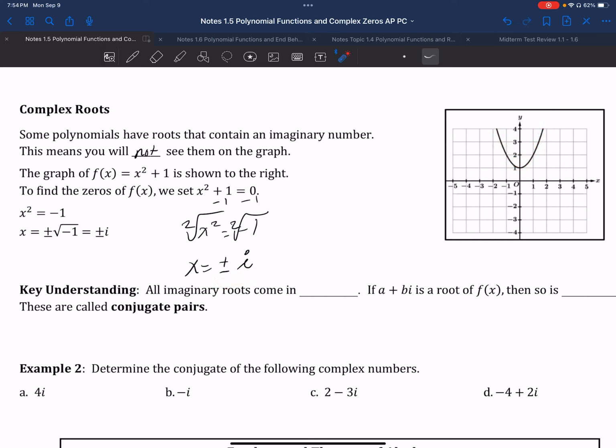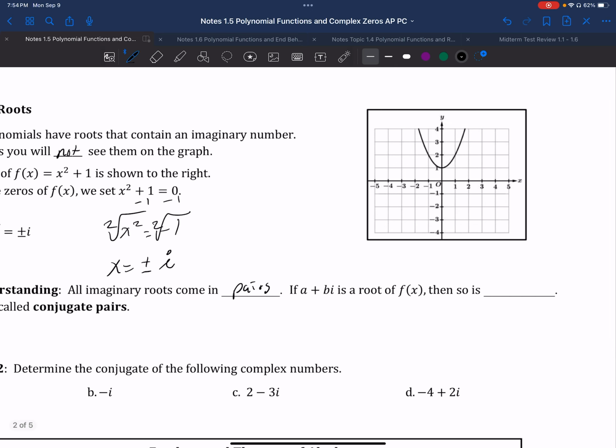Some important things about imaginary roots is that they always come in pairs, no matter what. And they will look similar to each other. So think of it like buying a pair of shoes. They have the same design, but physically they are a little bit different than the other one. So if this one is a plus bi, the other one called the conjugate pair will be a minus bi.